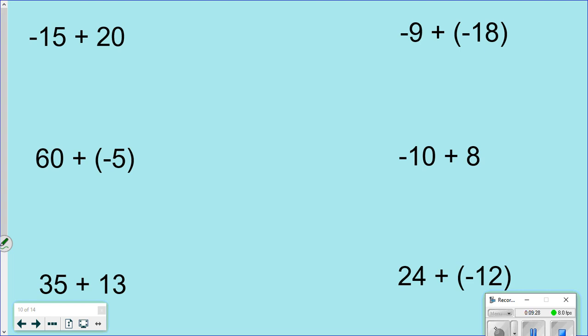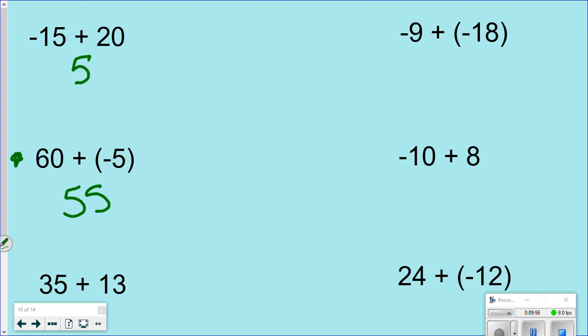Okay, let's get started. So I have negative 15 plus 20 up in the top. Think to yourself, how many cats, how many dogs I have. I know by just looking at it, I can make 15 zero pairs. So I know I'm going to have some positives left over, and my answer is going to be 5. For the next one here, 60 plus negative 5, I have 60 dogs, I have 5 cats. I know I can make 5 zero pairs, so I'm going to have some dogs left over, and I'm going to have 55 dogs left over.